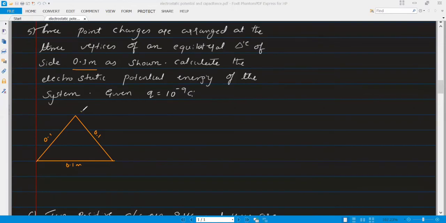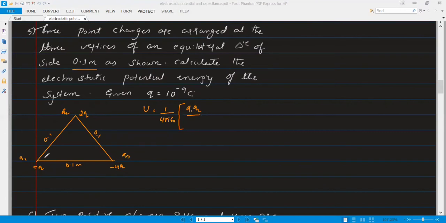In the diagram, this is 2q, this is minus 4q, and this is plus q. Calculate the electrostatic potential energy of the system. For electrostatic potential energy, the formula is U is equal to 1 divided by 4 pi epsilon naught into the bracket. We can write this as Q1 Q2 divided by the distance between Q1 and Q2. Let us call this Q1 here, this is Q2, and this is Q3.